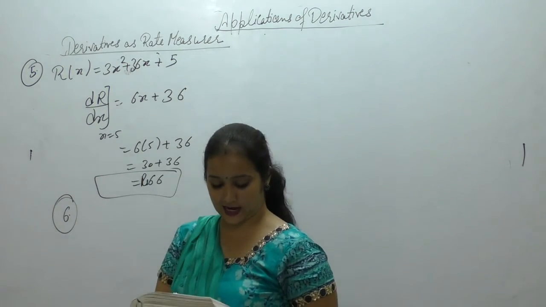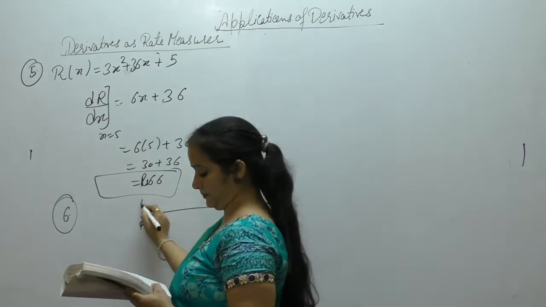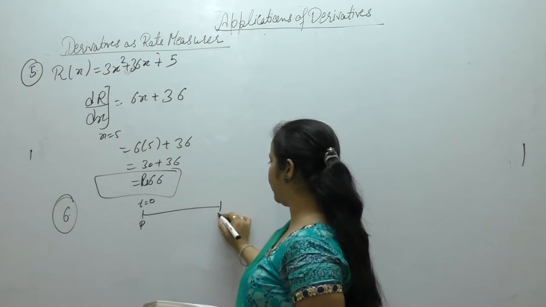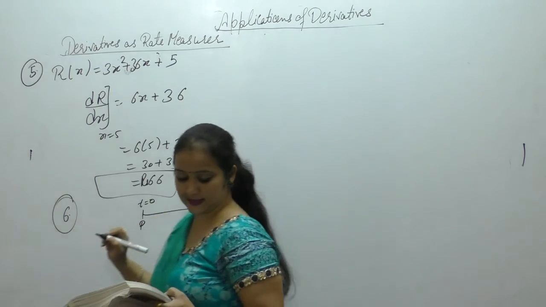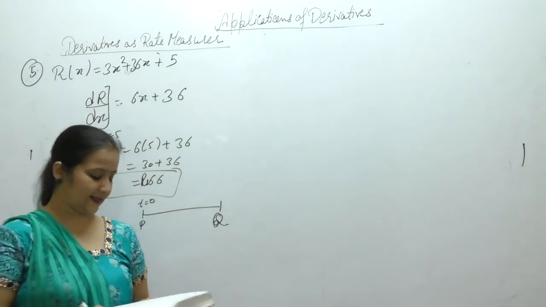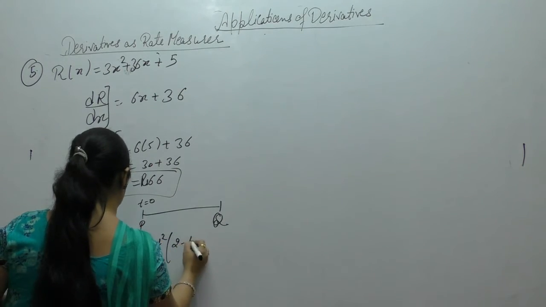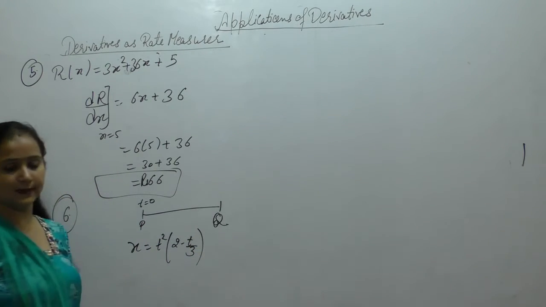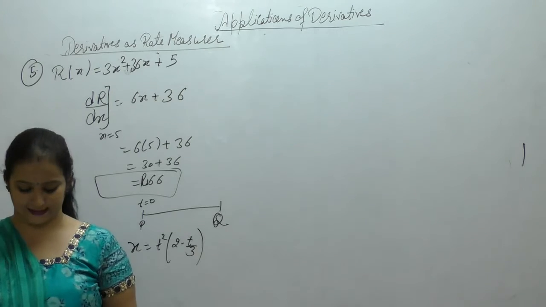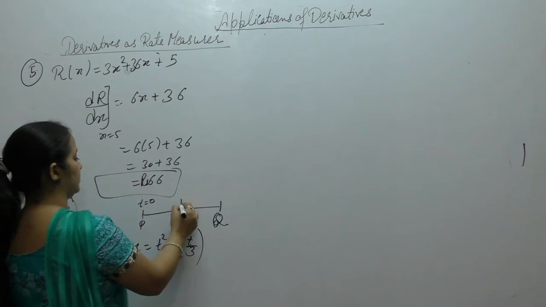A car starts from a point P at time t = 0 and stops at point Q. The distance x in meters covered by it in t seconds is given by x = 2t² - t³/3. Find the time taken by it to reach Q and find the distance between P and Q.